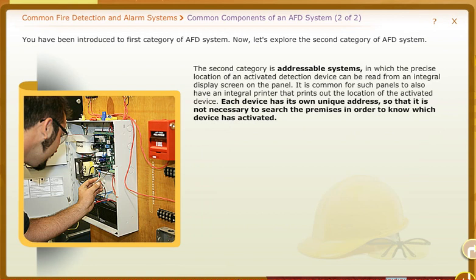You have been introduced to the first category of AFD system. Now, let's explore the second category of AFD system. The second category is addressable systems, in which the precise location of an activated detection device can be read from an integral display screen on the panel. It is common for such panels to also have an integral printer that prints out the location of the activated device. Each device has its own unique address so that it is not necessary to search the premises in order to know which device has activated.